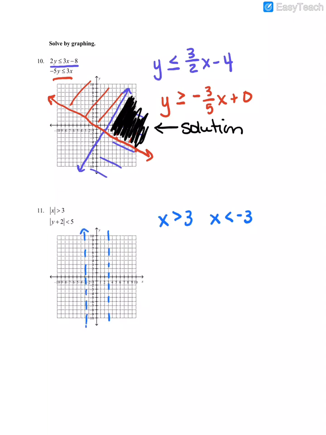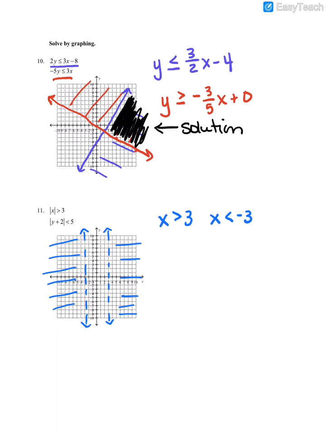And remember, that's a distance, so I want to go a distance greater than 3, or I want things that are bigger than 3, so I'm going to shade outside here. And I want things that are smaller than negative 3, so I have 2 shaded areas. Alright.